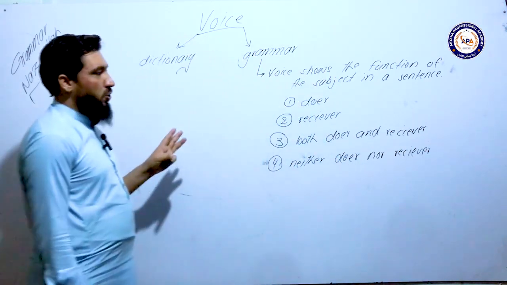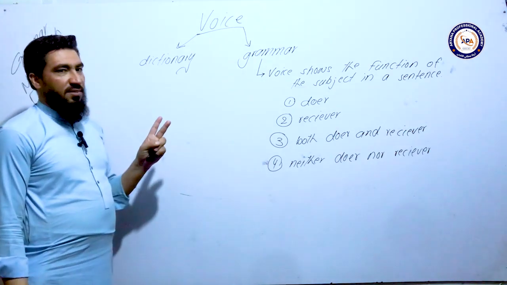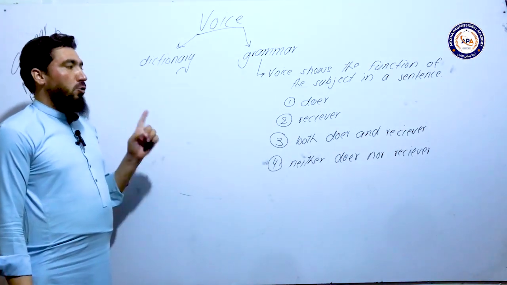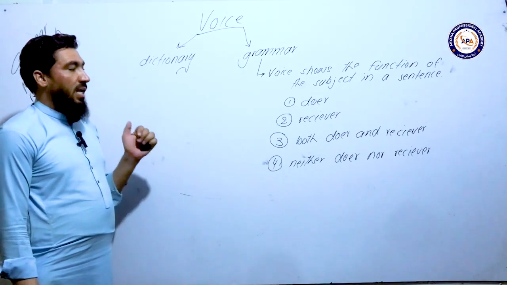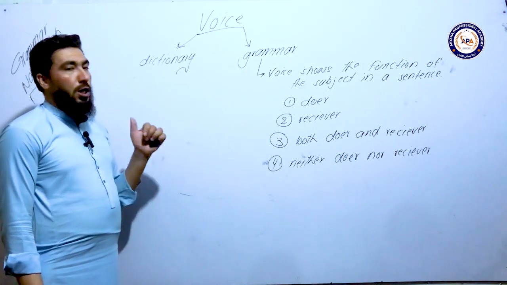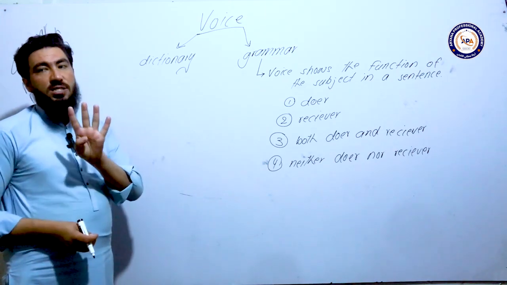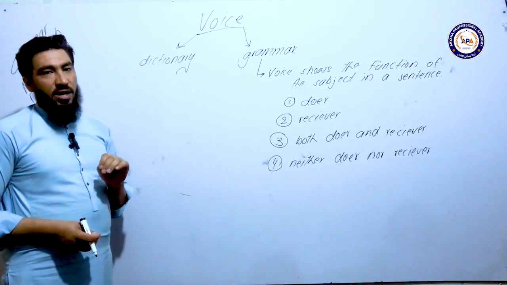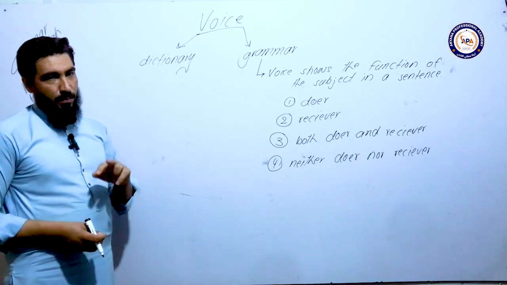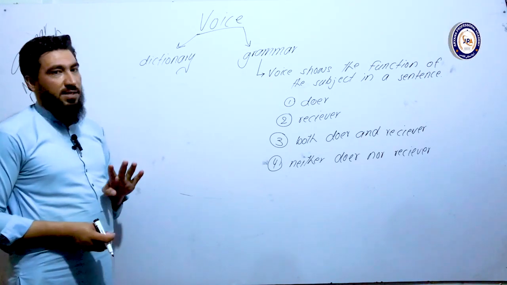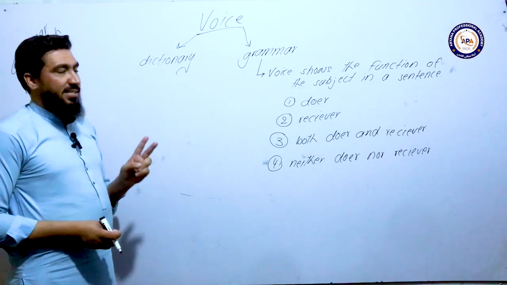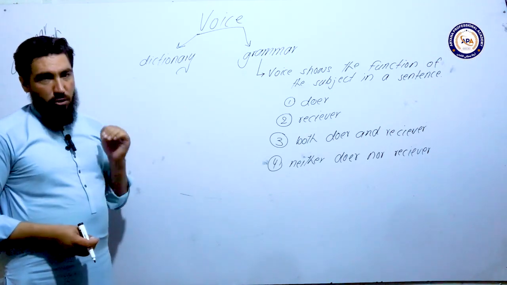A subject can be the doer, a subject can be the receiver of an action, a subject can be both the doer and receiver, and a subject can neither be the doer nor the receiver. It means we have four types of voice in the English language. You might have heard that there are two types, active and passive voice, but actually there are four types of voice: active voice, passive voice, middle voice, and zero voice.